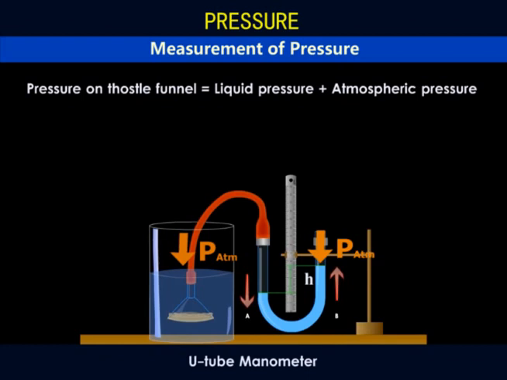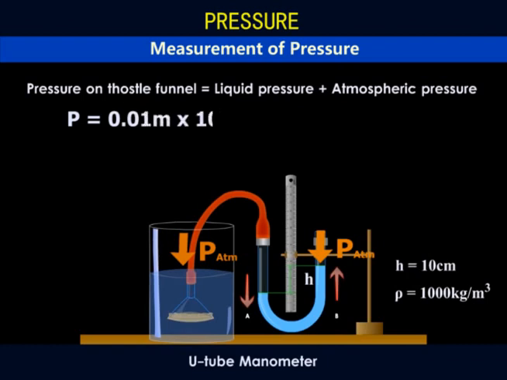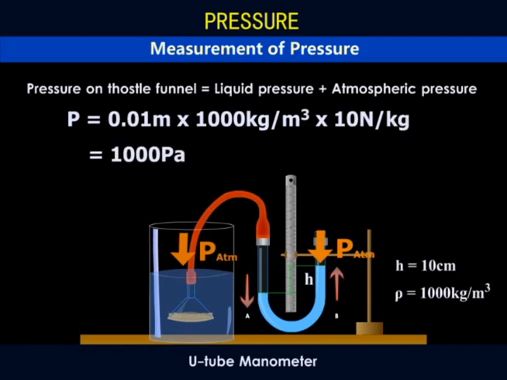So suppose the difference in height is 10 centimeters and that the liquid is water of density 1,000 kilograms per cubic meter. Then the liquid pressure at this depth will be h rho g: 0.1 meters times 1,000 kilograms per cubic meter times 10 newtons per kilogram, giving us 1,000 Pascal.